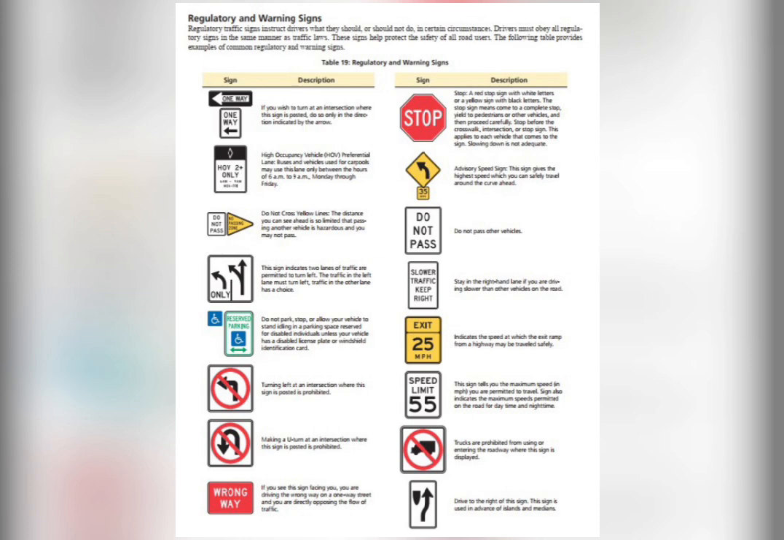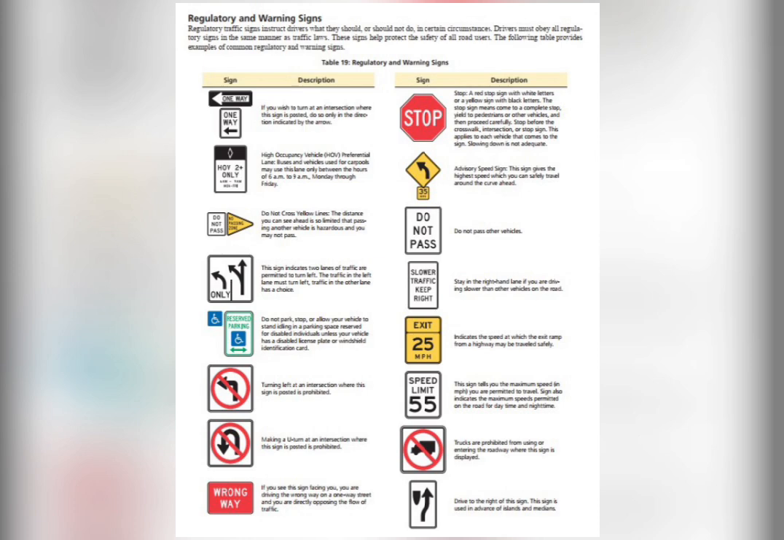If you see this sign facing you, you are driving the wrong way on a one-way street, and you are directly opposing the flow of traffic. Sign and description. Stop, a red stop sign with white letters, or a yellow sign with black letters. The stop sign means come to a complete stop. Yield to pedestrians or other vehicles, and then proceed carefully.